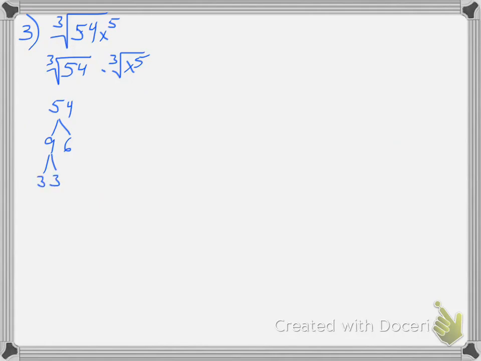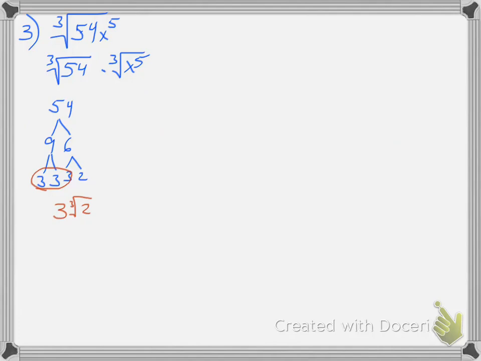9 factors into 3 times 3. 6 factors into 3 times 2. So what that means is I'm looking for 3 of a kind because it's a cube root, so I have 3 3s. That means a 3 comes out, and a 2 is left on the inside of that radical.